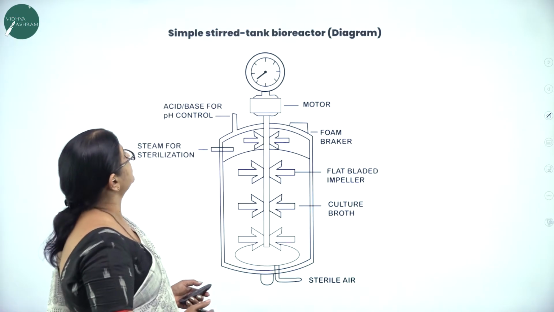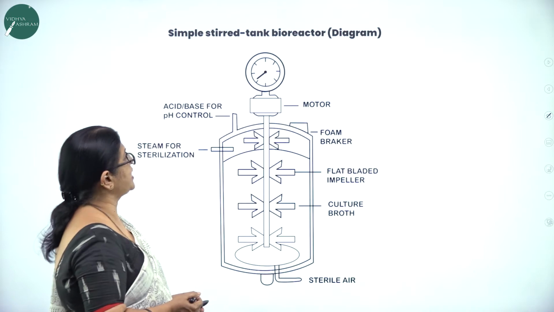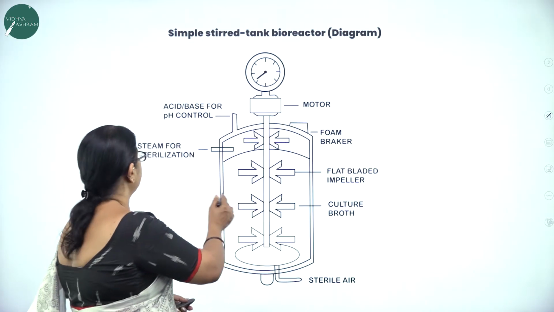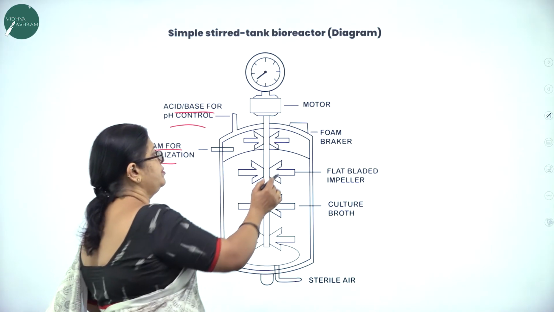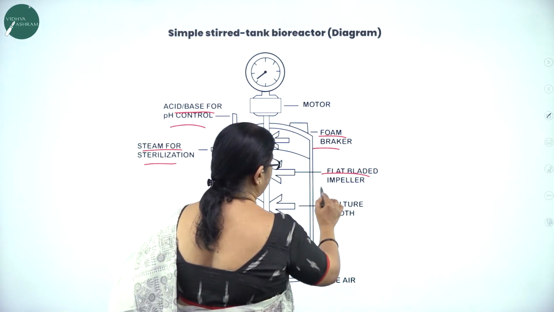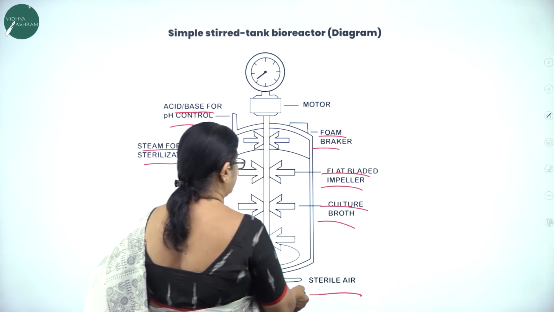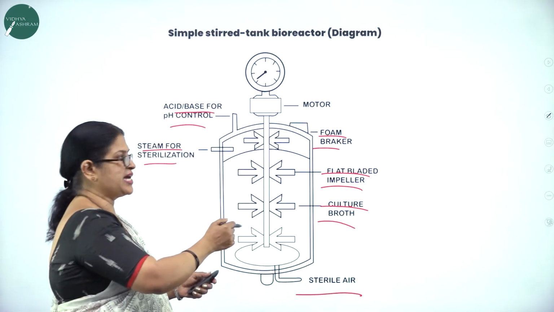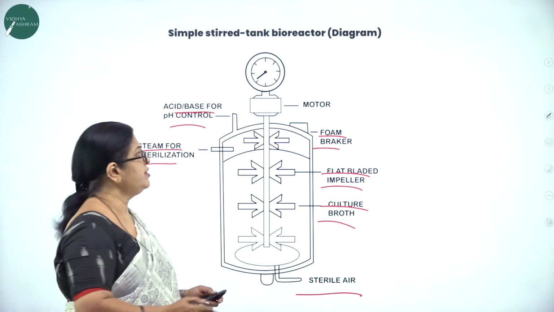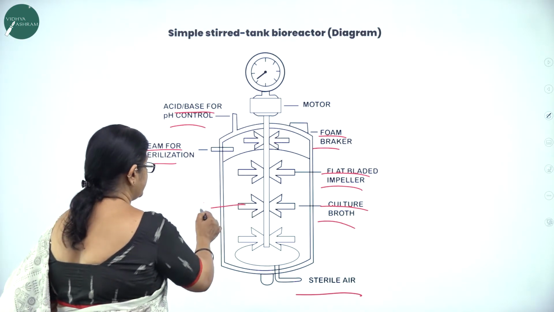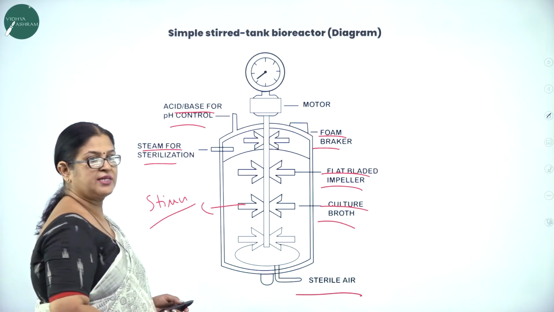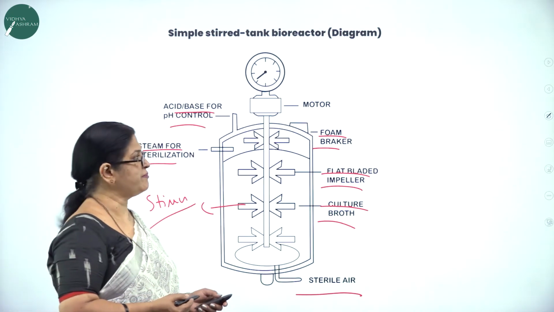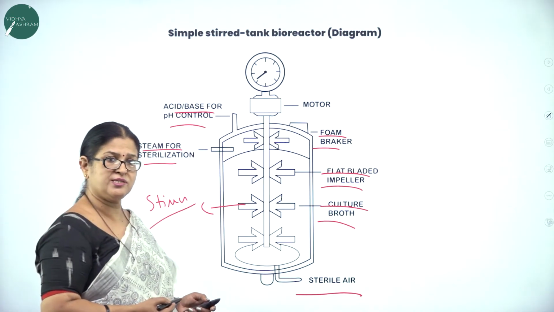Moving on to the next one, here you can see the simple stirred tank bioreactor. Here you can see steam for sterilization, pH control motor, foam breaker, flat bladed impeller, then culture broth, then the stirrer. Hence the name stirred tank bioreactor, for mixing. This is a diagram which is usually asked in the examination, so you are supposed to learn this diagram.